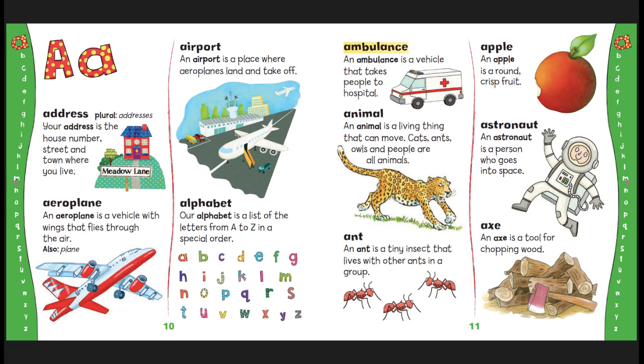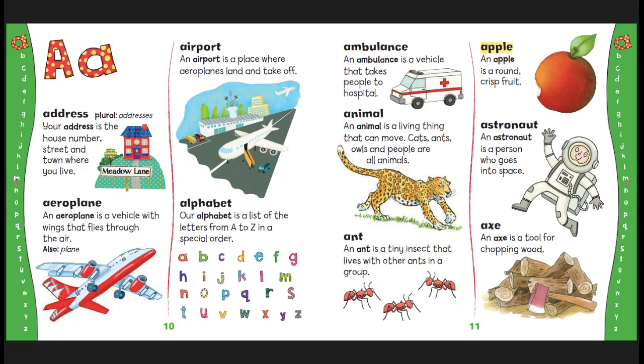Ambulance. An ambulance is a vehicle that takes people to hospital. Animal. An animal is a living thing that can move. Cats, ants, owls, and people are all animals. Ant. An ant is a tiny insect that lives with other ants in a group.